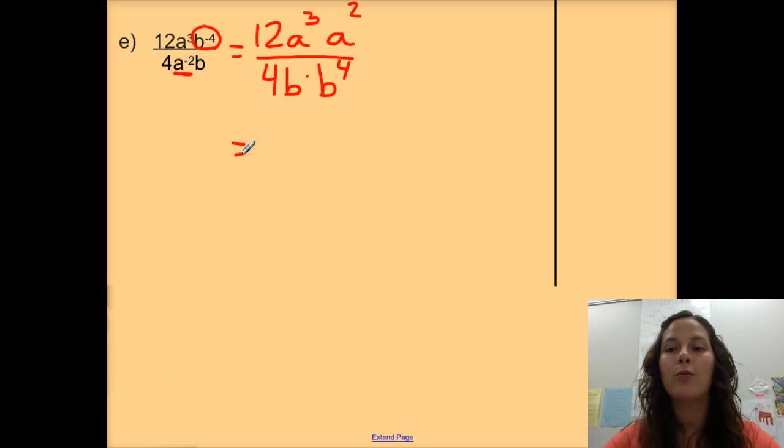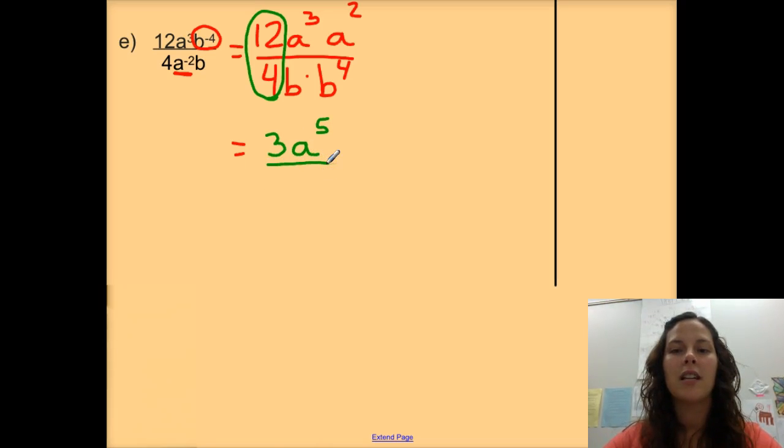Next is, again, remember to treat your coefficients like regular numbers. This is a fraction that we are simplifying. 12 divided by 4 is 3. In the numerator, we're multiplying a cubed and a squared, so we'll add those exponents. And in the denominator, same thing, b times b to the 4th. We'll add those exponents as well.